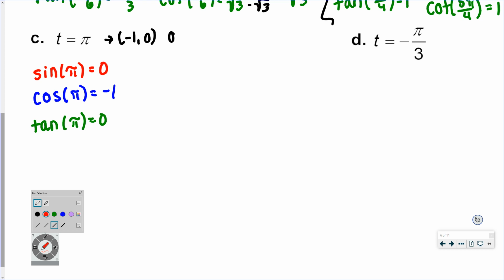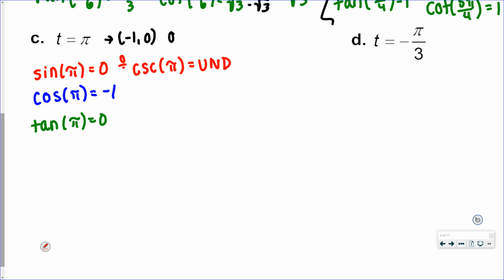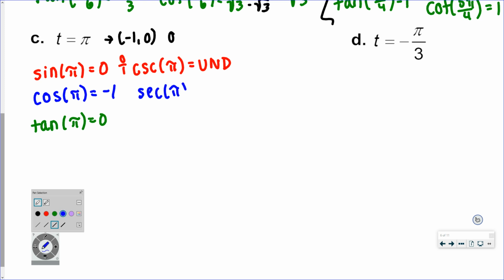Okay. Careful on the reciprocals. Cosecant of pi is undefined. If you need to write 0 as a fraction, it would just be 0 over 1. You flip it, you're dividing by 0. Secant of pi, yep, negative 1. Reciprocal of negative 1 is negative 1. Cotangent, undefined. Good.